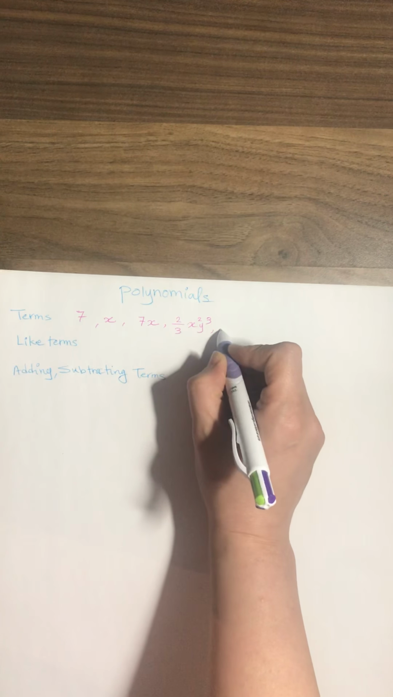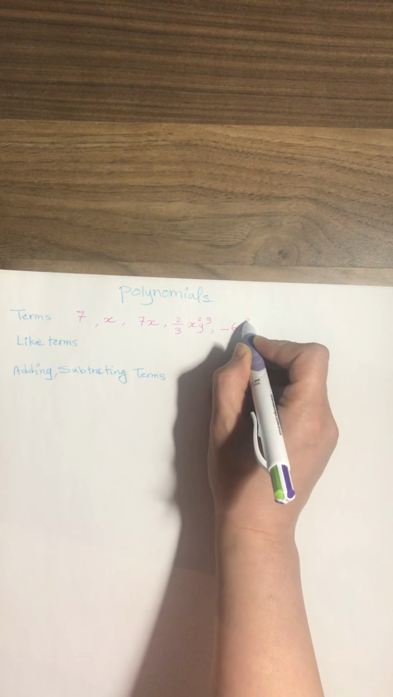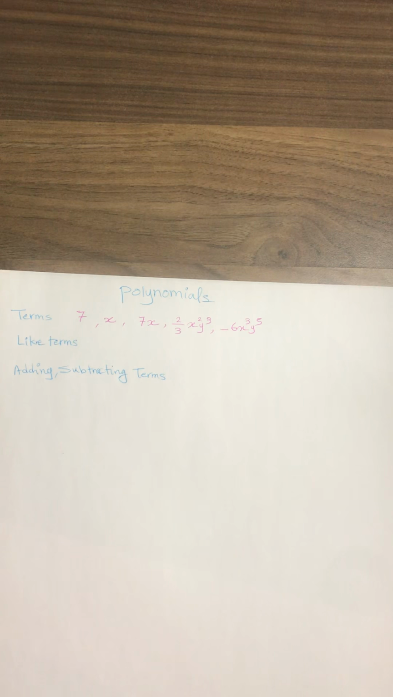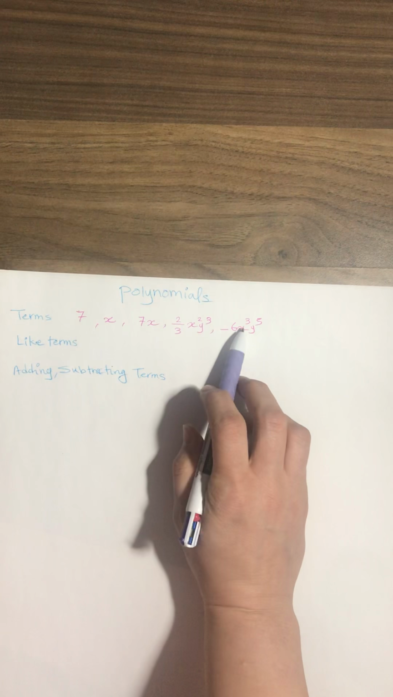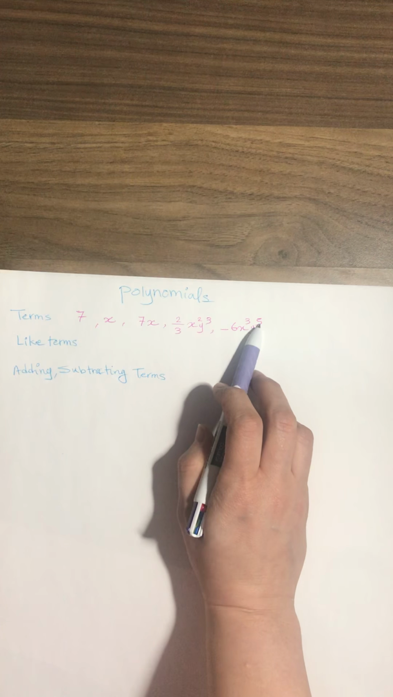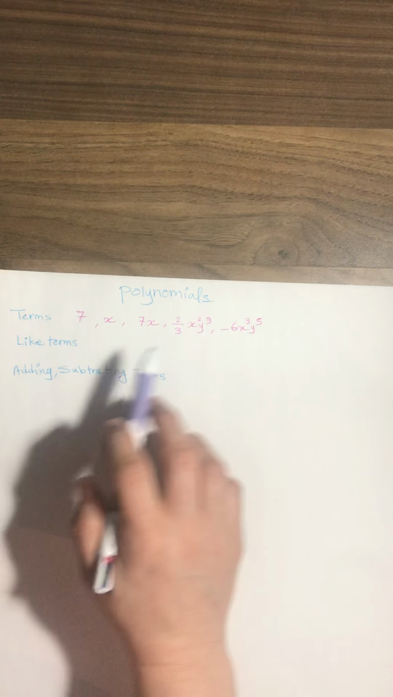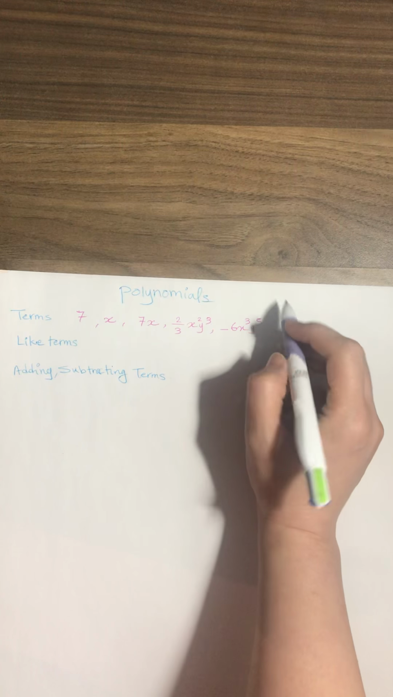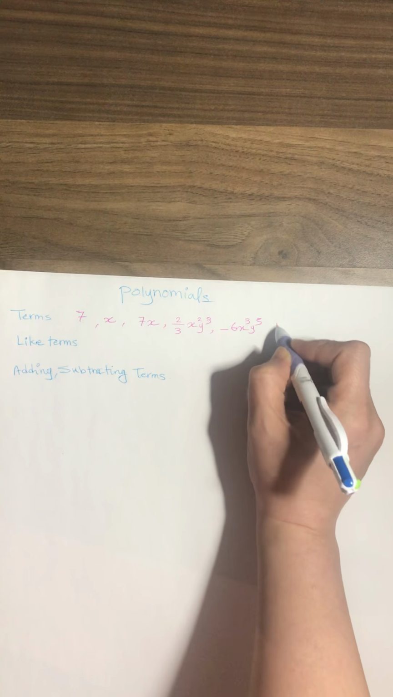If I tell you -6x^3 y^5, can you tell me what the coefficient of this term is? -6, correct. What are the variables? X and y. And each of the variables has an exponent. X has the exponent of 3, y has the exponent of 5. When we have one single term, we call it a monomial.